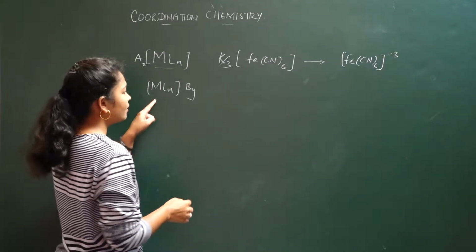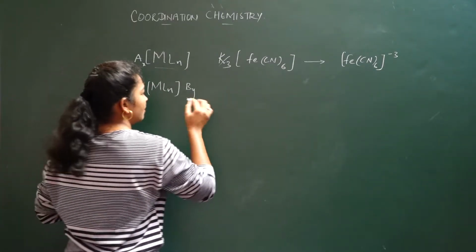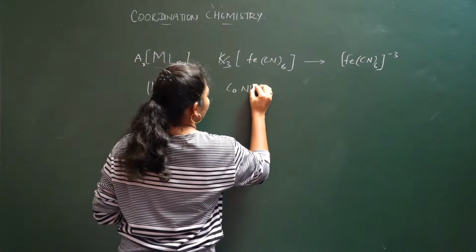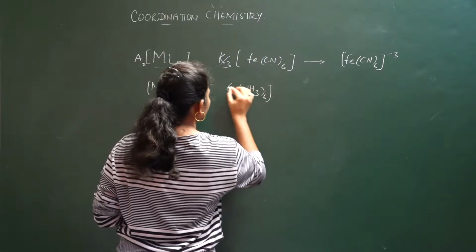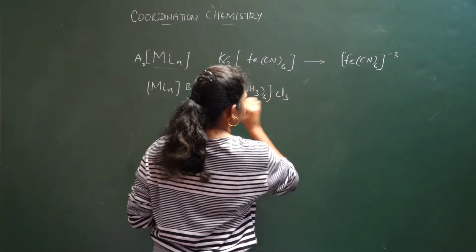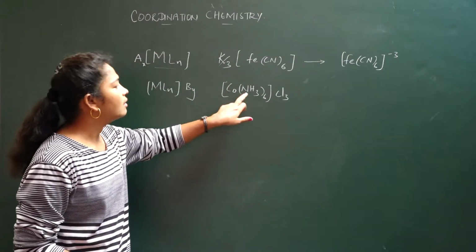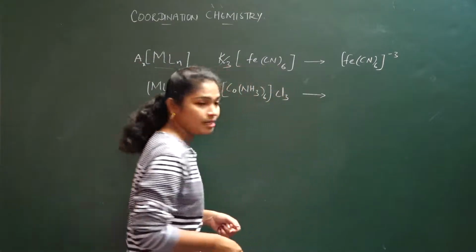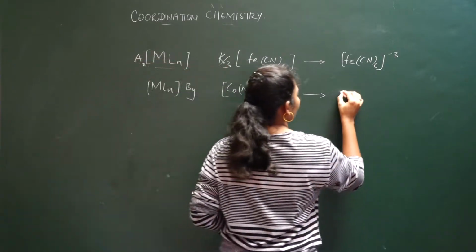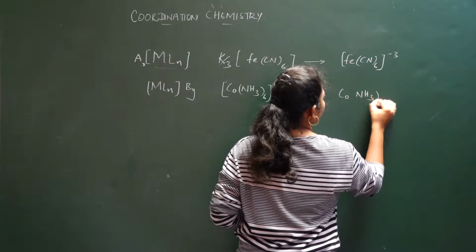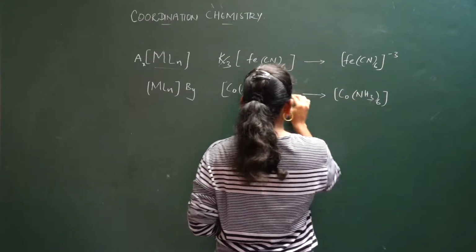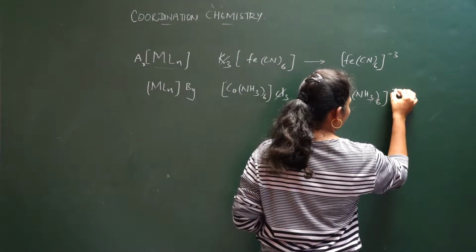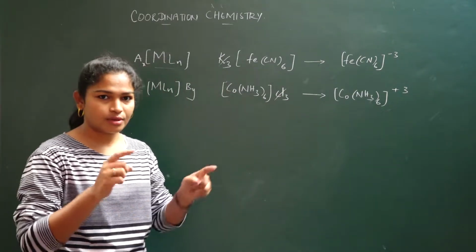Now, when you want to convert where the counter ion is an anion, first you write the formula for some compound. Take [Co(NH3)6]Cl3. So metal, ligands and anion. When you are converting it into the complex ion, how do you write it? [Co(NH3)6], and then you have to write 3+. This way you have to convert it to the complex ions.